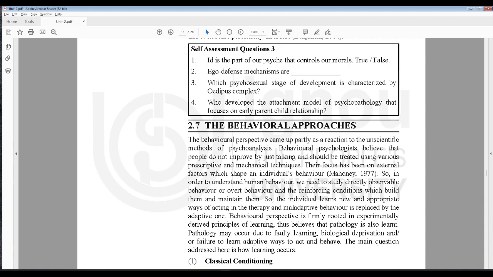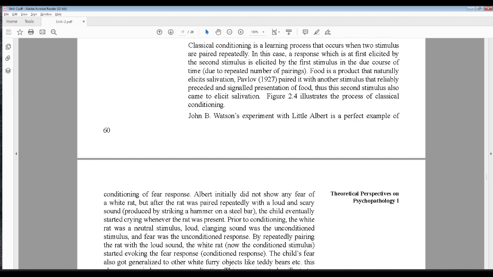1. Classical conditioning. Classical conditioning is a learning process that occurs when two stimuli are paired repeatedly. In this case, a response which is at first elicited by the second stimulus is elicited by the first stimulus in due course of time, due to repeated pairings. Food is a product that naturally elicits salivation. Pavlov, 1927, paired it with another stimulus that reliably preceded and signaled presentation of food, thus this second stimulus also came to elicit salivation. Figure 2.4 illustrates the process of classical conditioning.